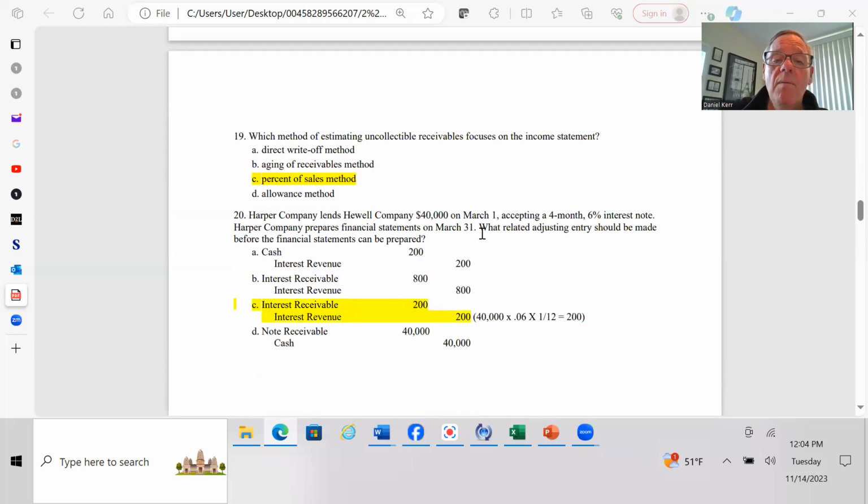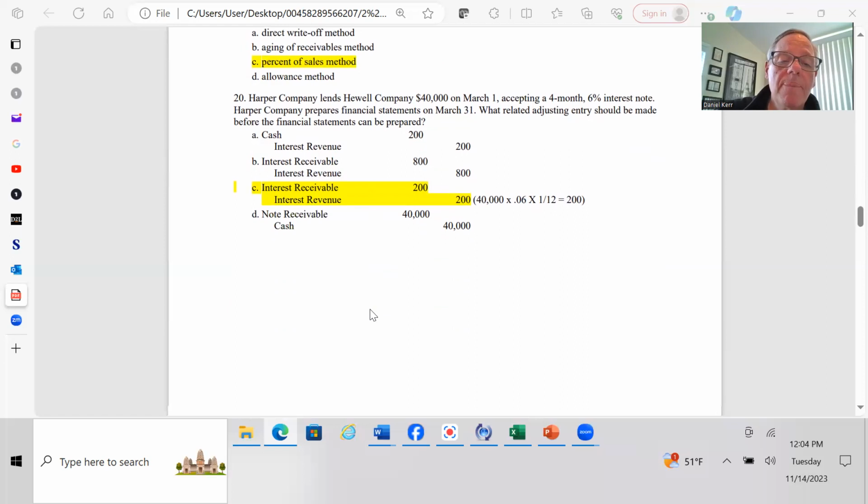And the last one, we've got a note that's dated March 1st for $40,000. It's a 6% note, but they say we're preparing financial statements as of March 31st. So the interest is not going to be collected until the end of 4 months, but this note was outstanding from March 1st up until March 31st. So you've got 1 month's worth of interest. So 40,000 times 6% times 1/12. You could have also put 30 over 360, which gives you $200. So there's your entry: debit interest receivable, credit interest revenue.